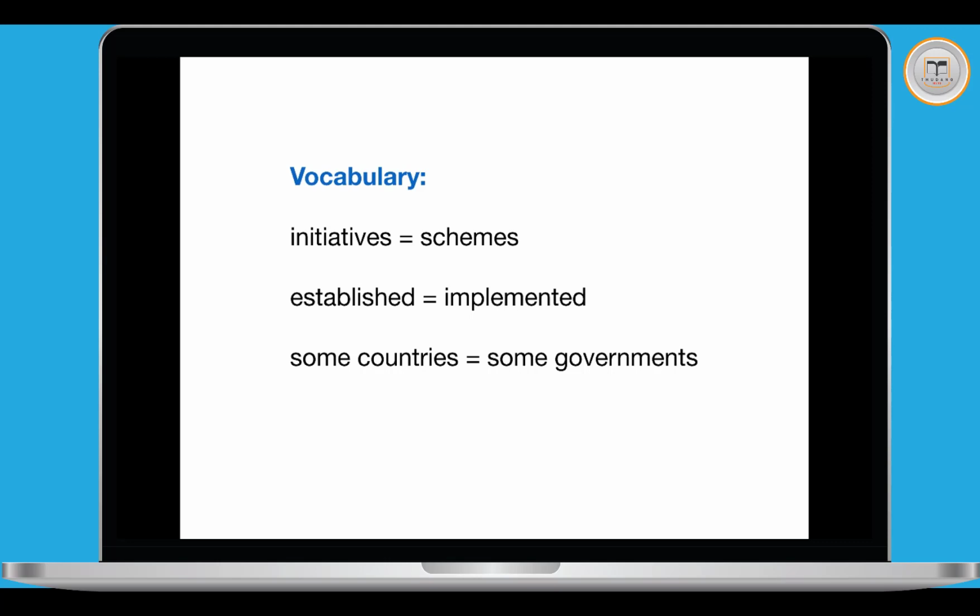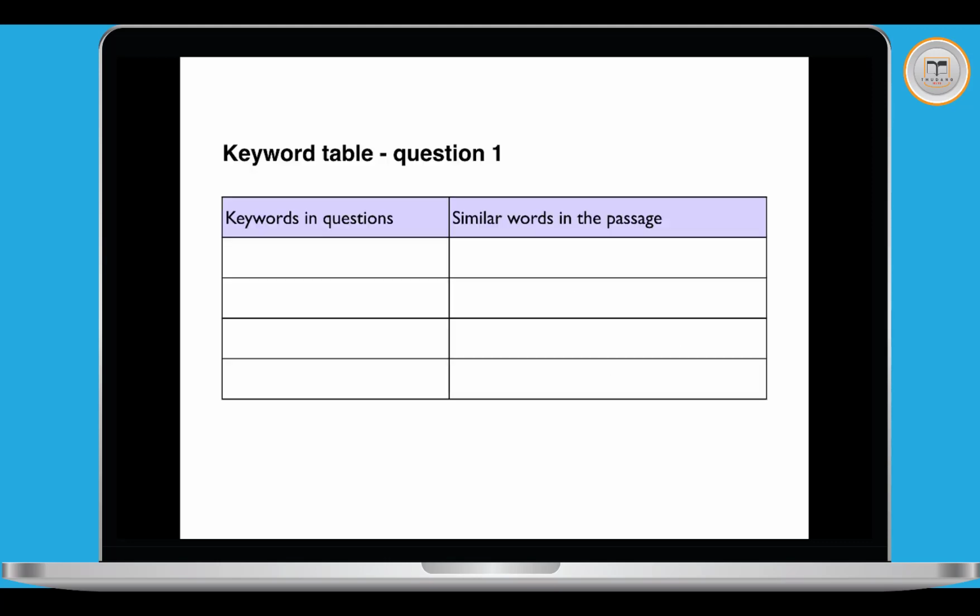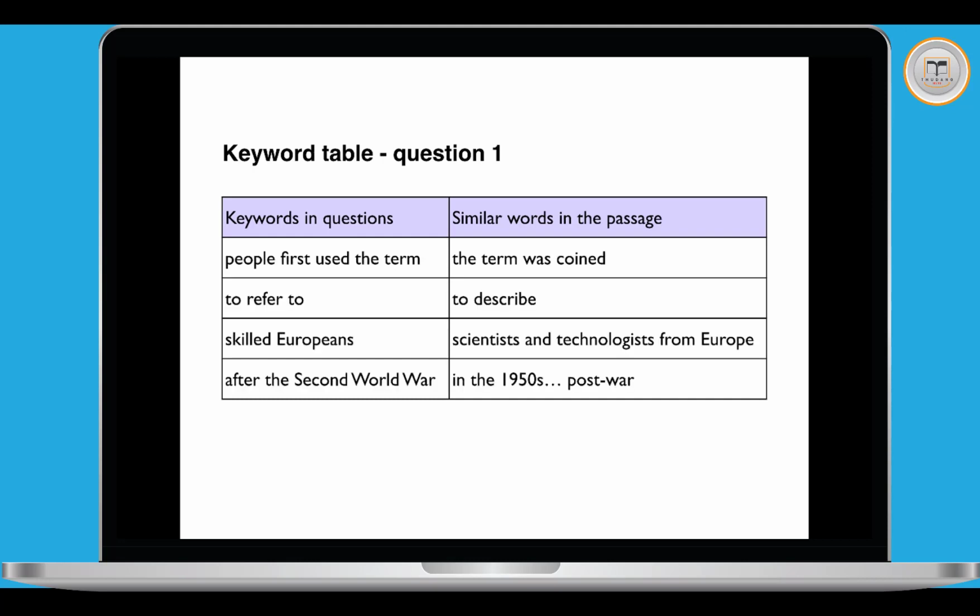That's the exercise finished. Let's just review very quickly with some keyword tables. Here's the keyword table for question 1. When you're practicing and preparing at home, it's a good idea to make these tables to keep lists of useful vocabulary. So we have keywords in the questions and similar words in the passage. If you remember question 1, we had people first used the term was coined to describe skilled Europeans, scientists and technologists from Europe, after the Second World War, in the 1950s, post-war.